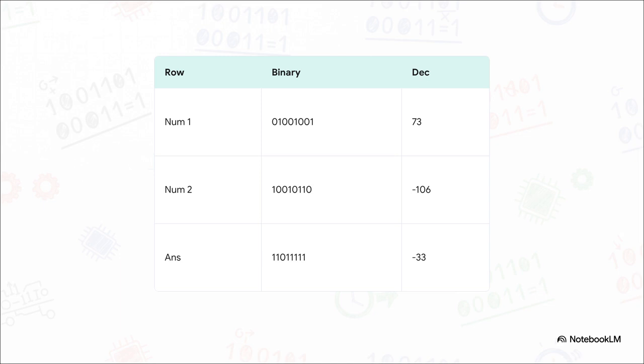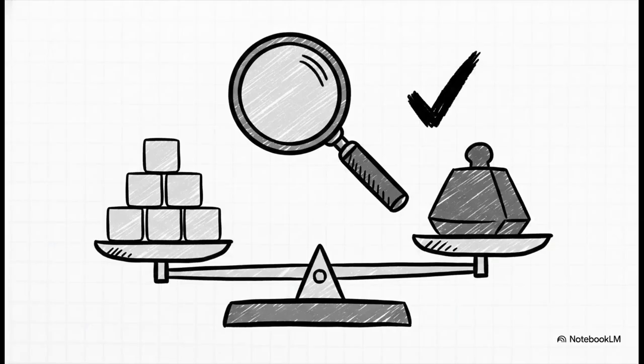Then we just added 73 to our new negative 106 using standard addition rules. The result, 1101111. If you map that back to the number line, minus 128 plus all the remaining positive bits perfectly equals minus 33.